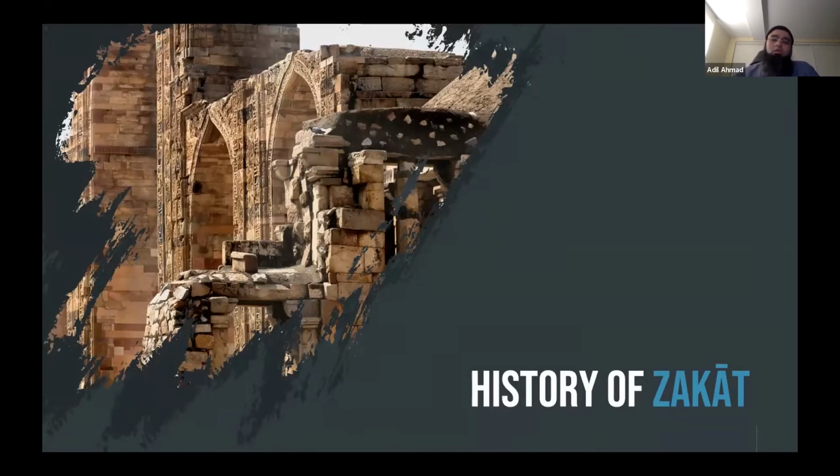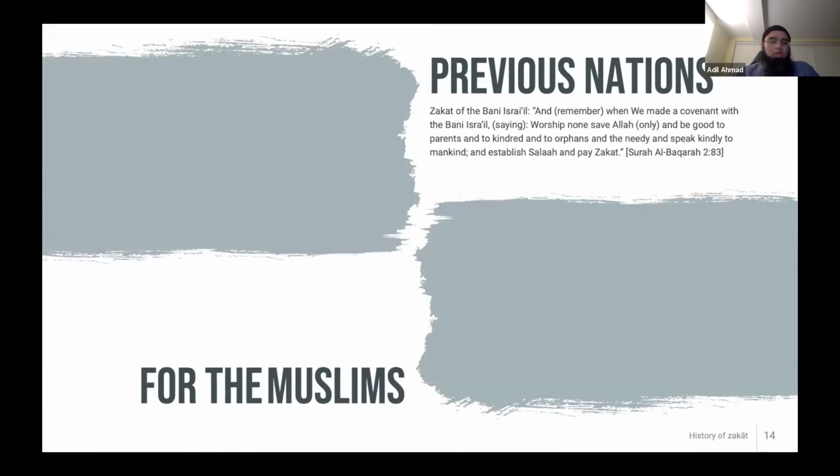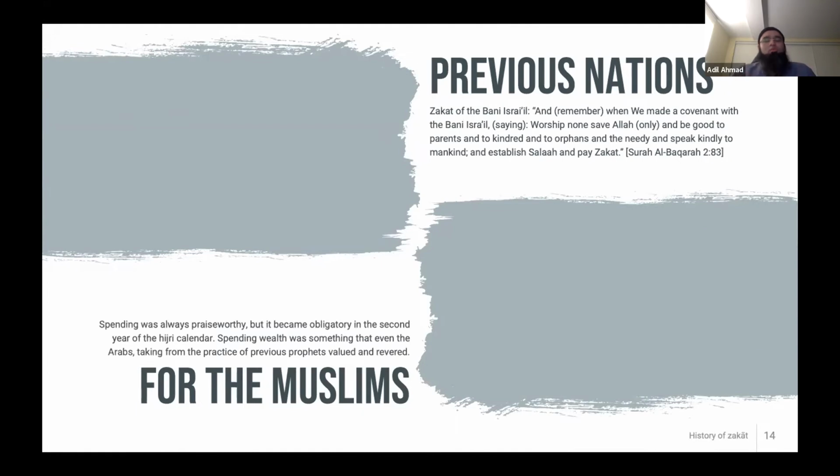Now historically, the previous nations have been ordered to give zakat. Just like fasting, كُتِبَ عَلَيْكُمُ الصِّيَامُ كَمَا كُتِبَ عَلَى الَّذِينَ مِنْ قَبْلِكُمْ لَعَلَّكُمْ تَتَّقُونَ. So fasting was established for us, and Allah subhanahu wa ta'ala is stating that it was established for the nations before us also. Was it exactly the same? No, there were differences, but fasting was established for the nations before us.